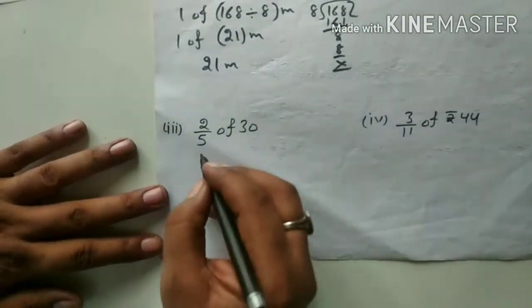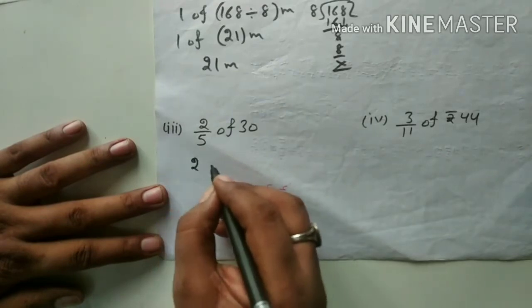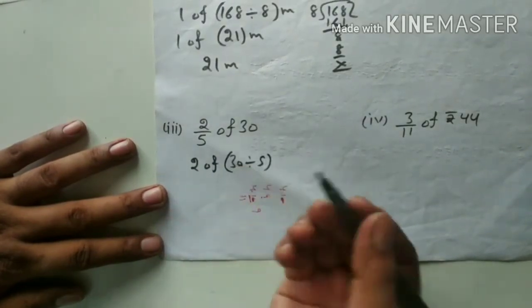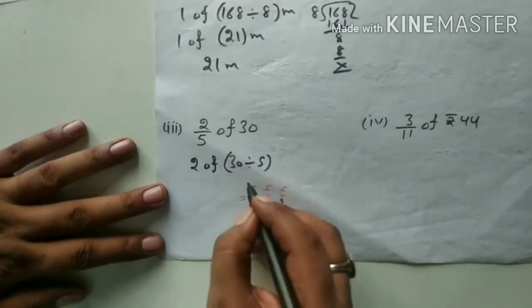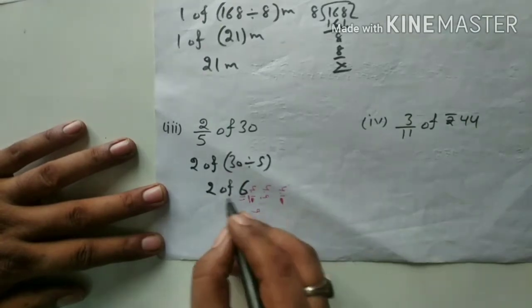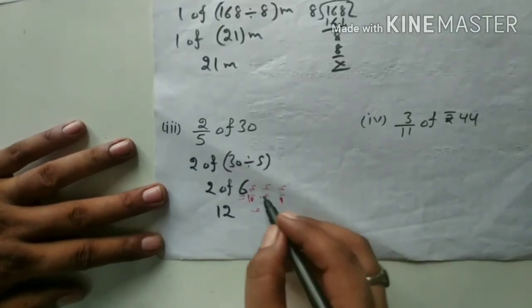Now here 2 by 5, it means 2 of 30 divided by 5. No problem. 30 divided by 5, that is 6 of 2. Double of 6, that is 12. This is the answer.